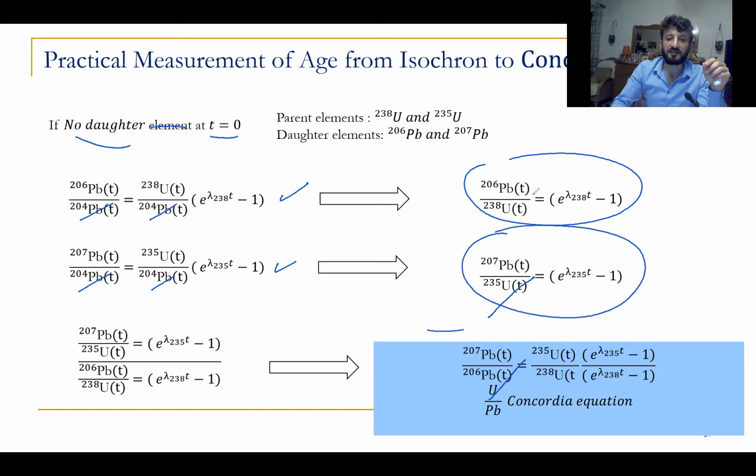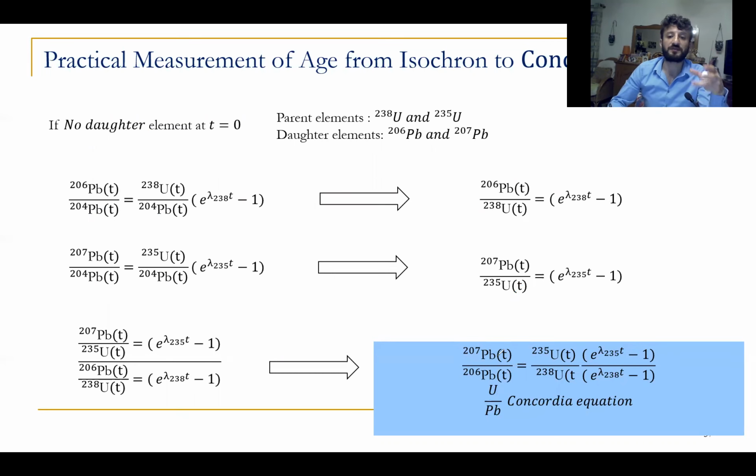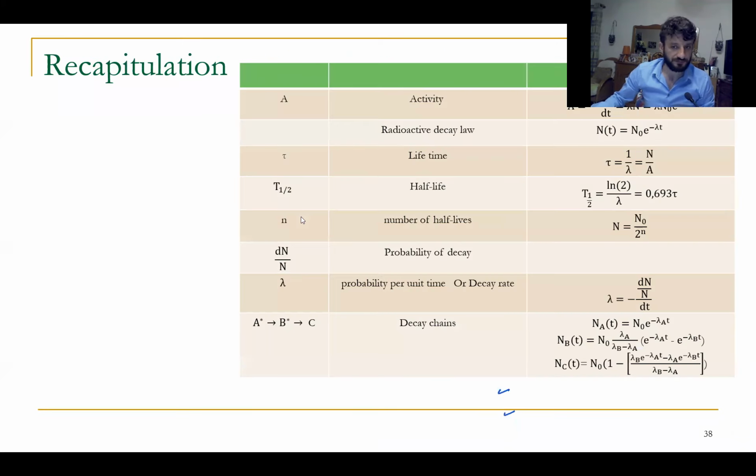Here we can divide this one by this one to get finally a relation between the two parent atoms and the two undecayed atoms. This equation is called the Concordia equation between uranium and lead. So let me resume the situation.